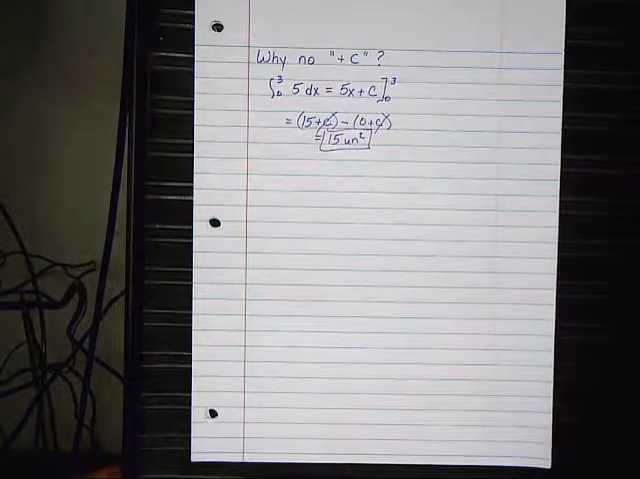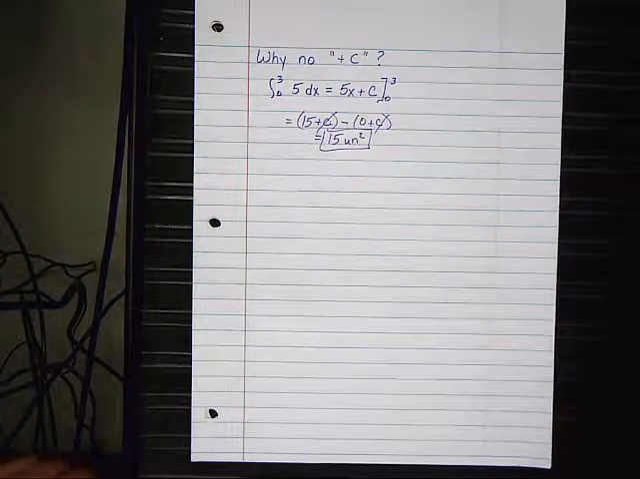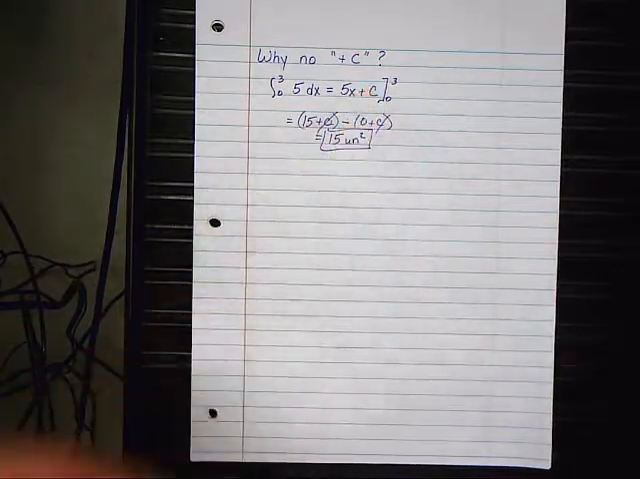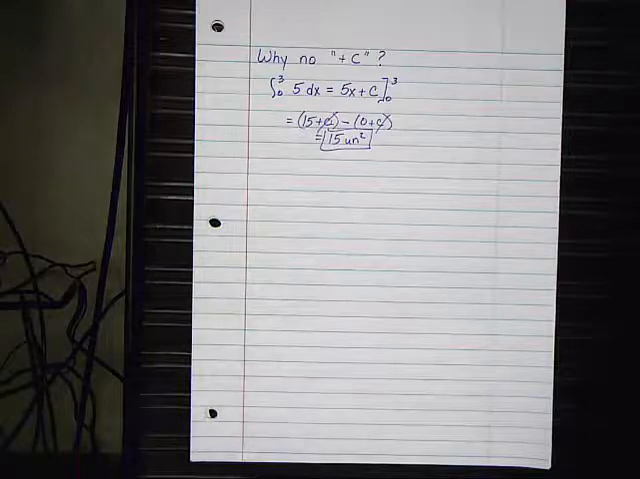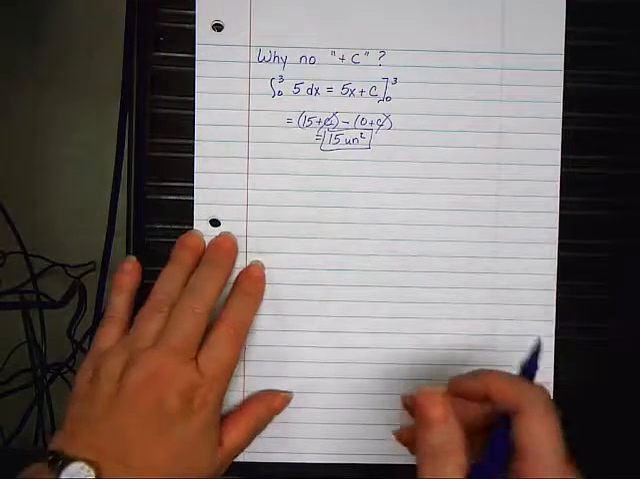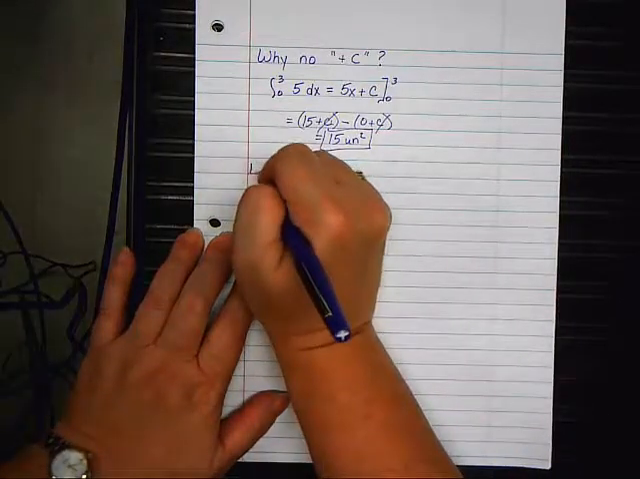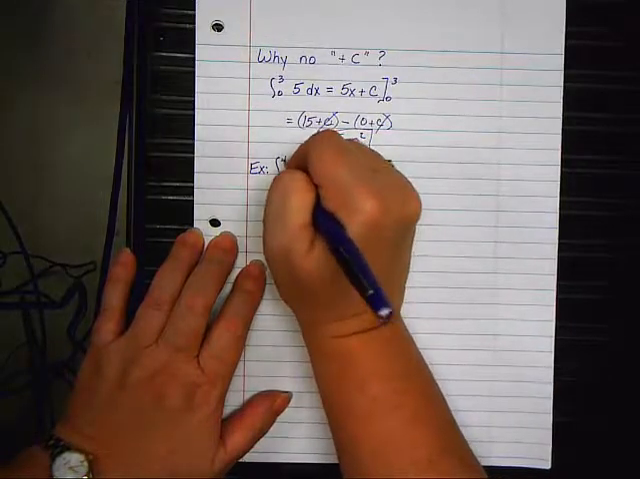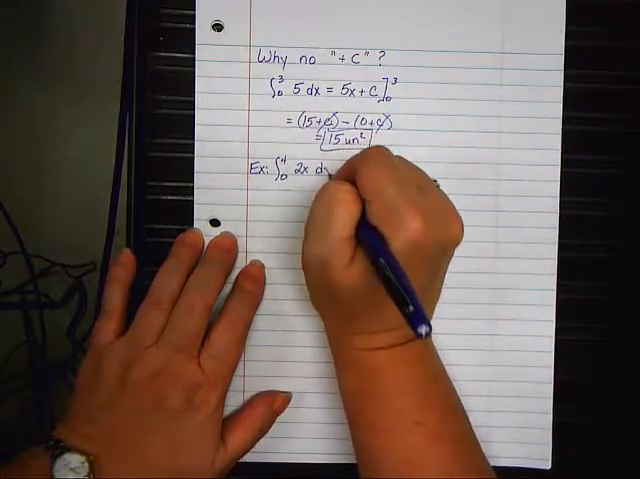When you're doing a definite integral, you don't put plus c. You just write the antiderivative. You forget about the plus c. If you happen to write it and you forget, it's not going to hurt anything. It's just more work that you don't have to do. All right, let's do another example. Let's do the integral from 0 to 4 of 2x dx.